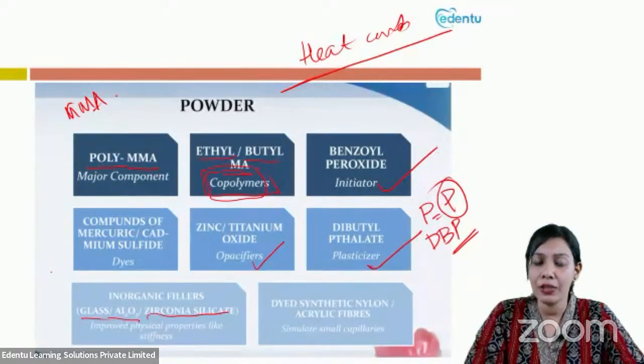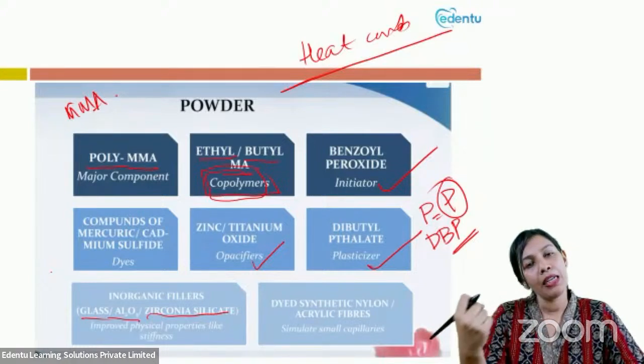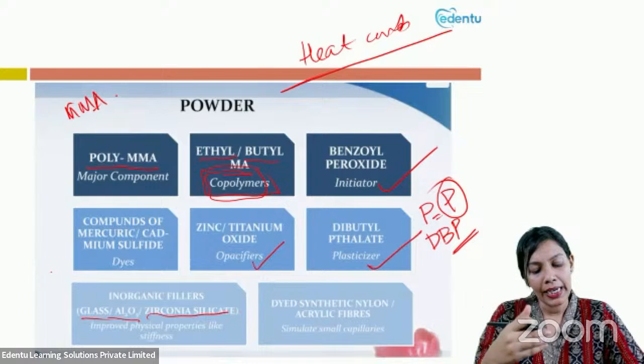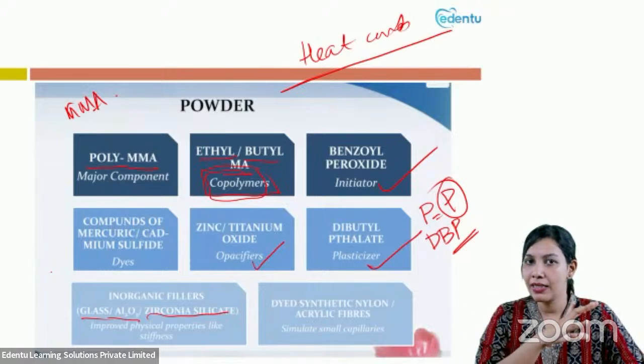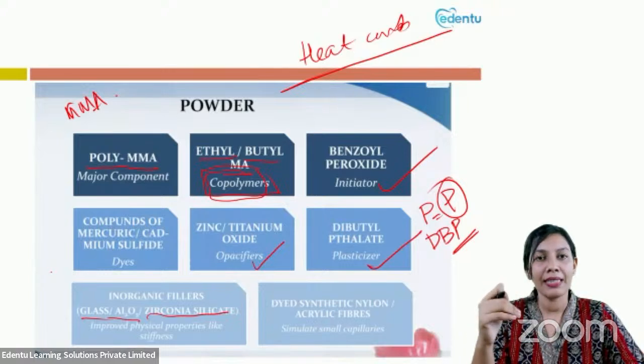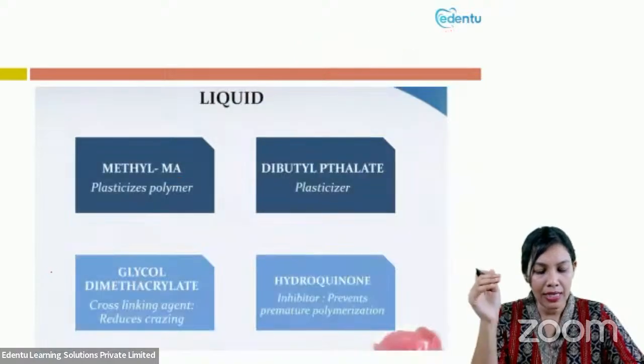Hope you understood the powder. First is a major component, MMA. Similarly, it consists of ethyl and methyl methacrylate and benzyl peroxide. Benzyl peroxide we have already studied. It is an initiator. Plasticizer is P, phthalate. Opacifier is O, all the oxides. And inorganic fillers are silica.